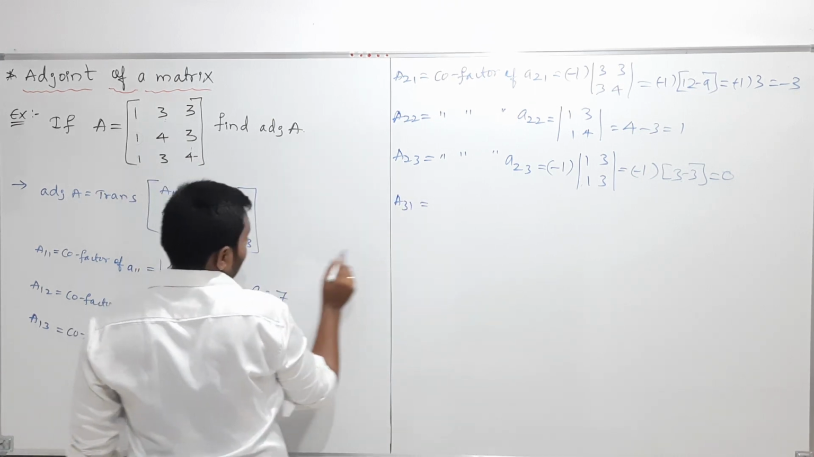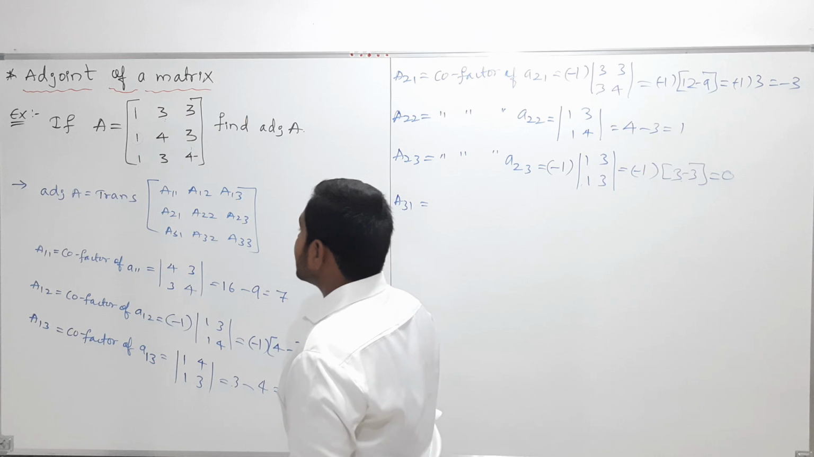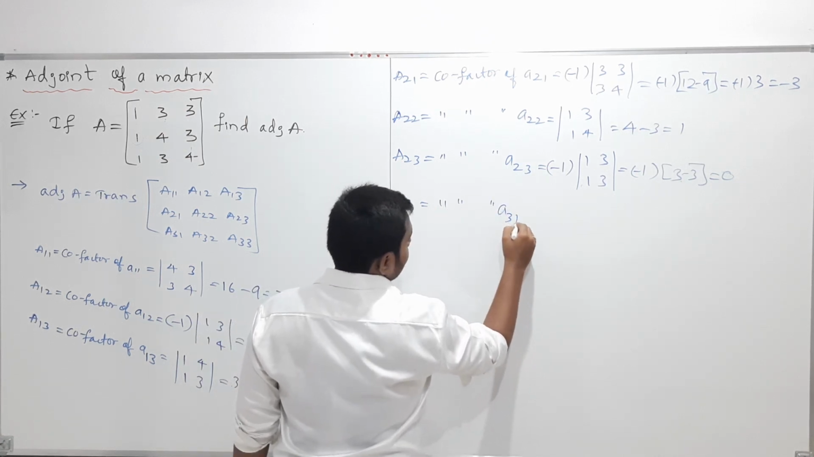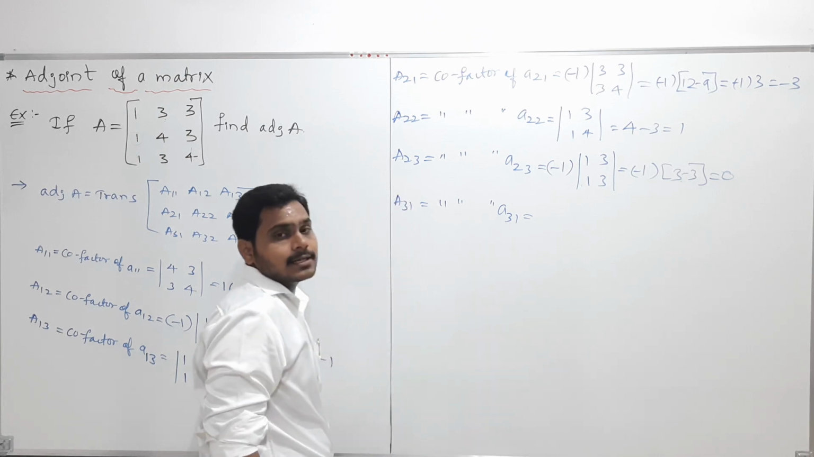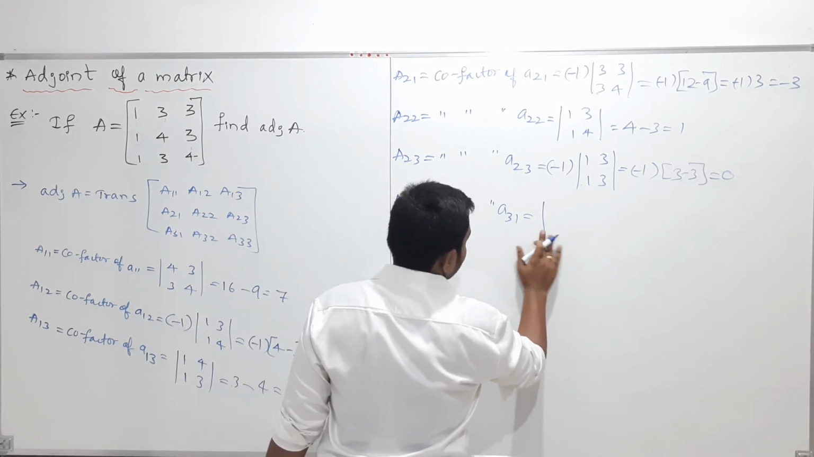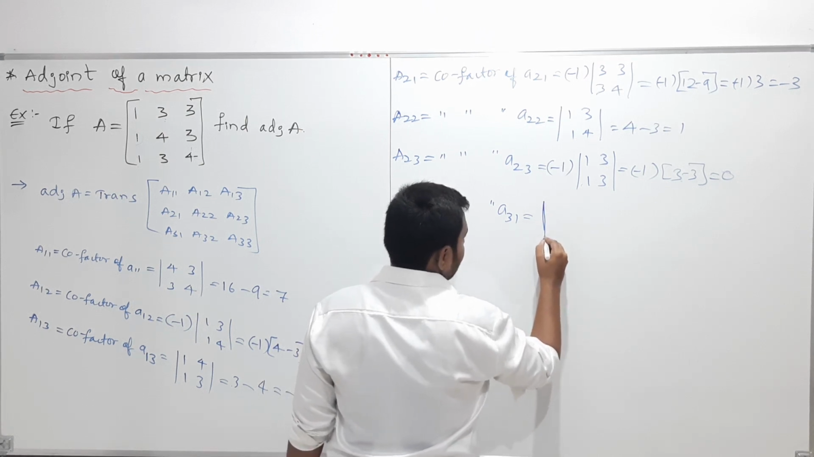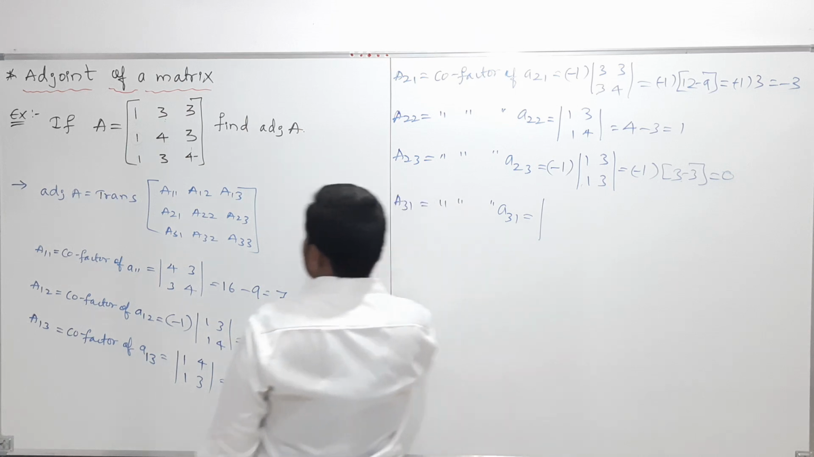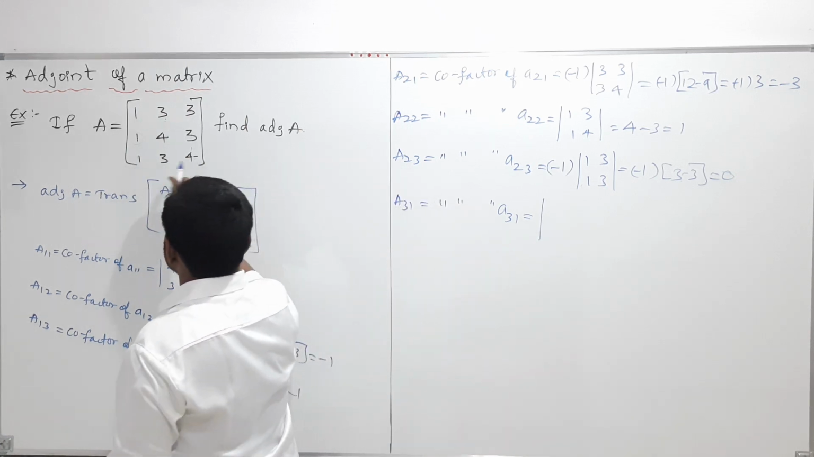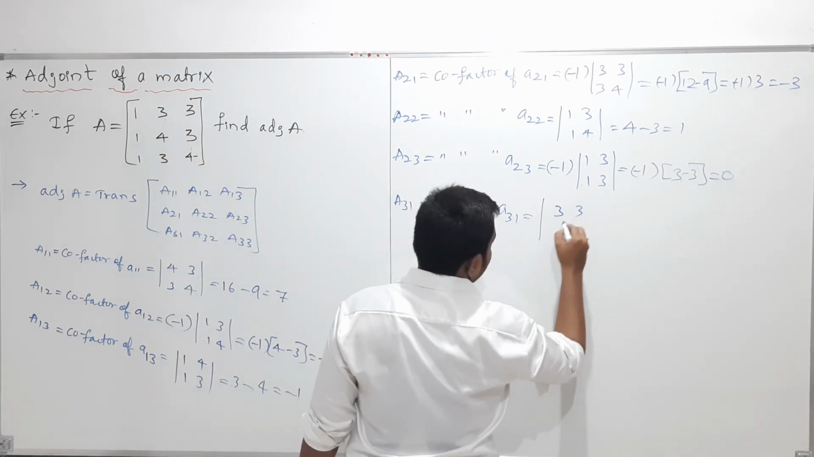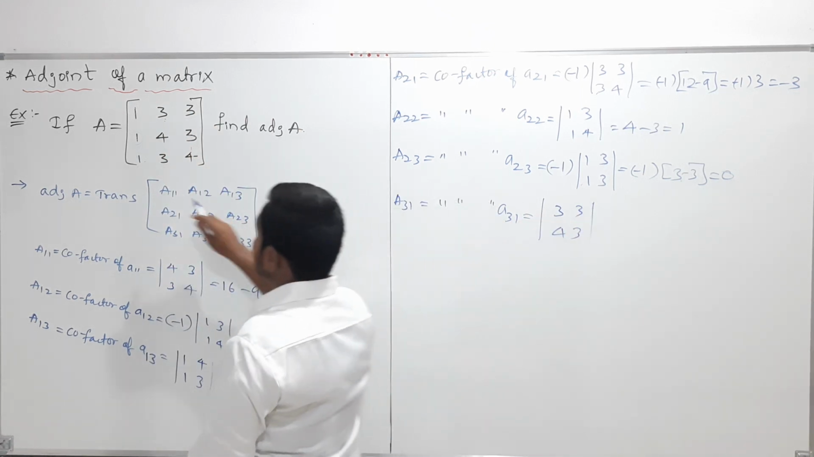And now, my dear students, here is the last row. So the cofactor of A31. Clear? The cofactor of A31: 3 plus 1 is 4. 4 is even, so you should take positive, and calculate the minor of the remaining elements. The minor of A31: leave this row and this column. So 3 3 4 3.